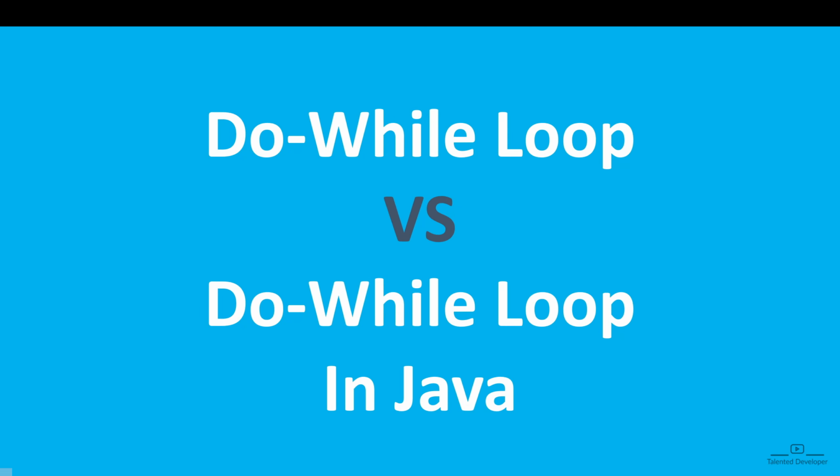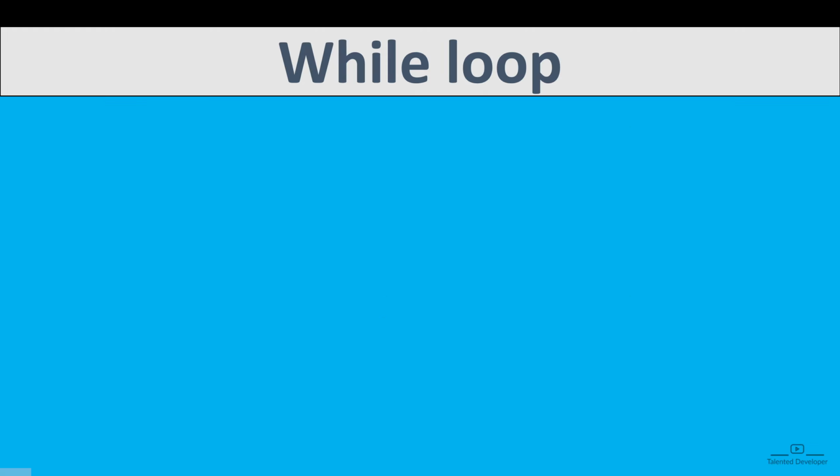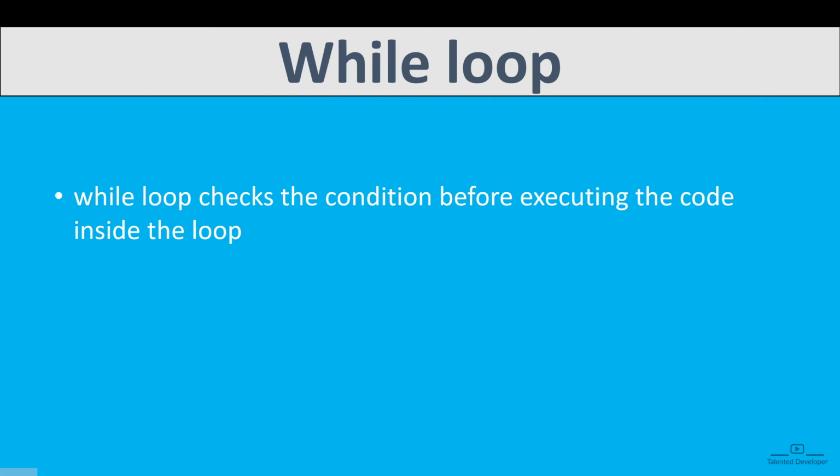In today's video, we are going to talk about the difference between while loop and do while loop. So let's start with the while loop in Java. In Java, a while loop checks the condition before executing the code inside the loop, which means if the condition is false from the beginning, then the code inside the loop may never execute. So that's why it is known as an entry control loop.